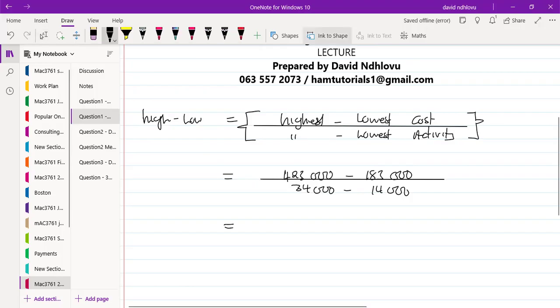Let's see what we get. I'll explain that one just now. The denominator is 20,000. So we say 423,000 minus 183,000, divided by 20,000. We are going to have 12 rand per unit.